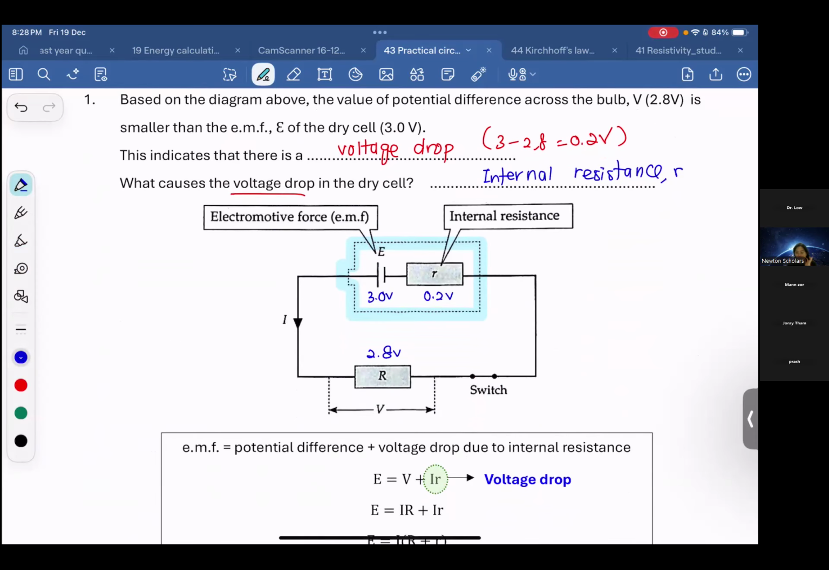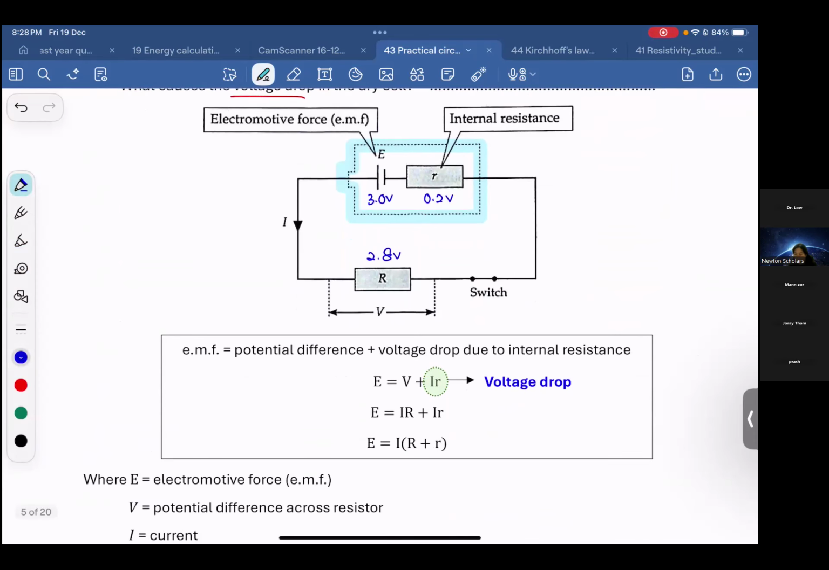Okay? So from here, we can derive the formula: E equals V, where V is across the component, 2.8, plus the voltage drop due to the internal resistance.